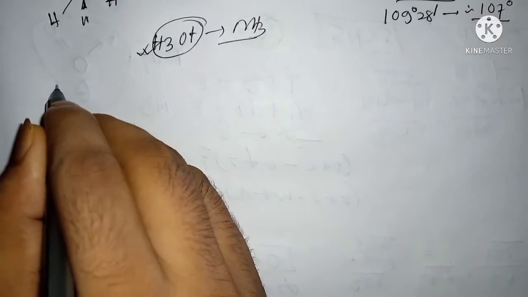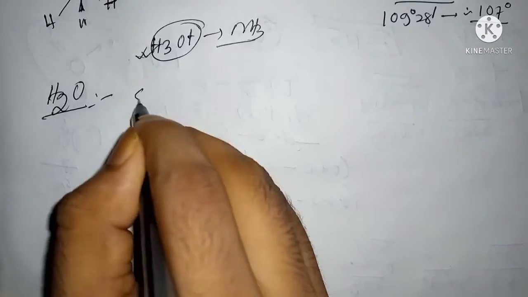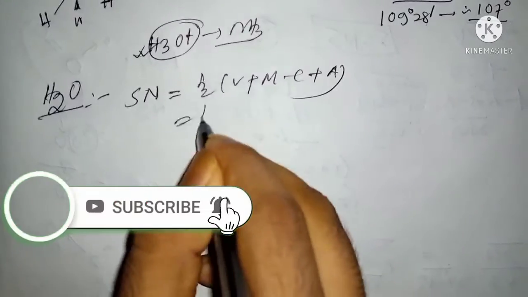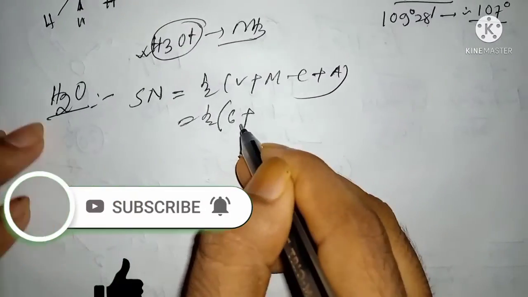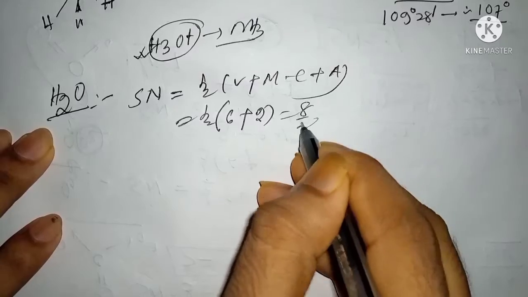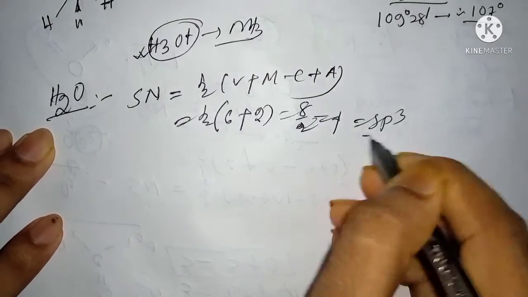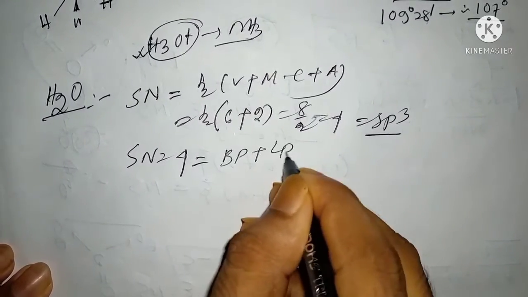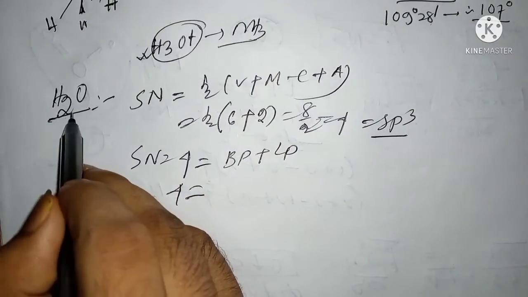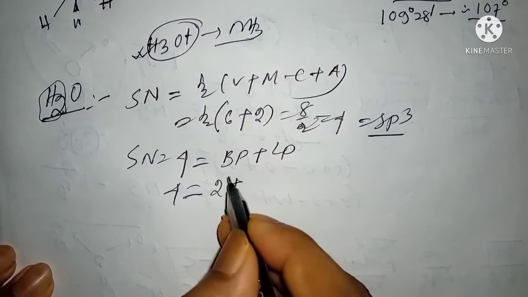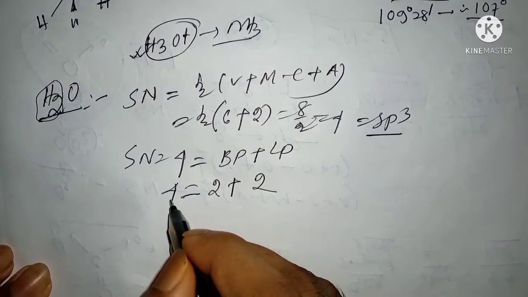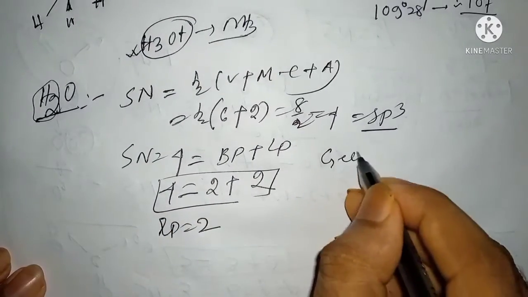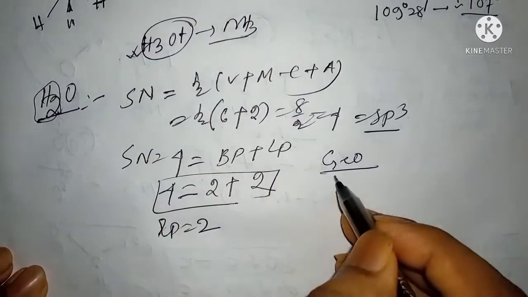Now another example, H2O. Steric number equals half into V plus M minus C plus A. Half into oxygen central atom, 6, plus 2 monovalent atoms, so 8 by 2 equals 4, meaning sp3 hybridization. Now steric number 4 equals bond pair plus lone pair. There are 2 hydrogen side atoms, so 2 bond pairs, and lone pair equals 2 because 2 plus 2 equals 4. Now the geometry: steric number equal to 4, so the geometry is tetrahedral.